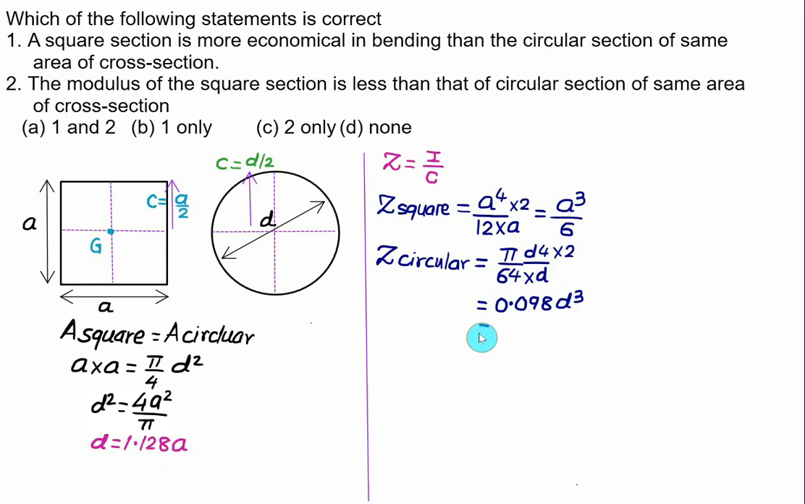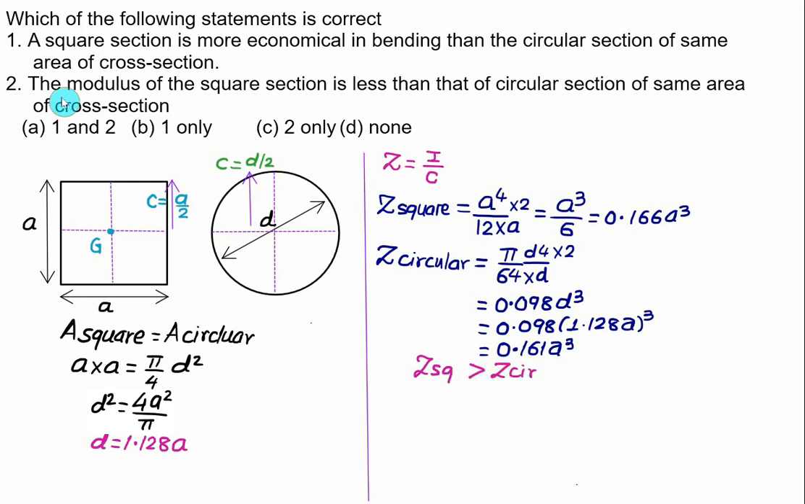So we'll get this answer equal to 0.098 multiplied by 1.128 times A, and we have to make a cube of it, which is approximately equal to 0.161 times A cube, and we have A by 6, which is same as 0.1666 times A cube. So clearly we observed here that the section modulus in the case of square section is 0.166 A cube, and the section modulus in the case of circular section is lower. It means that Z for square section is greater than the Z for circular section.